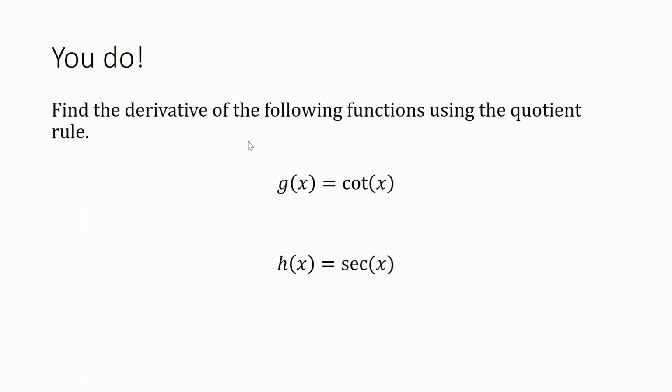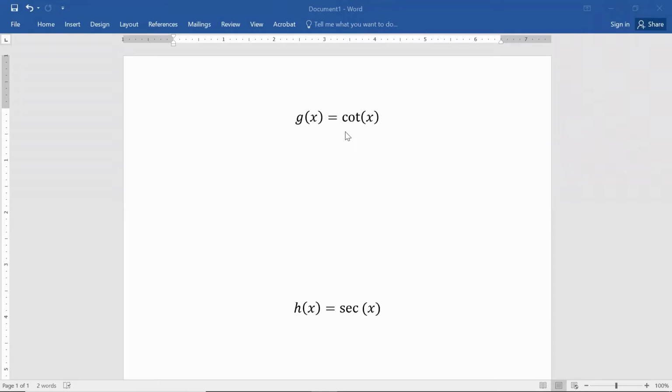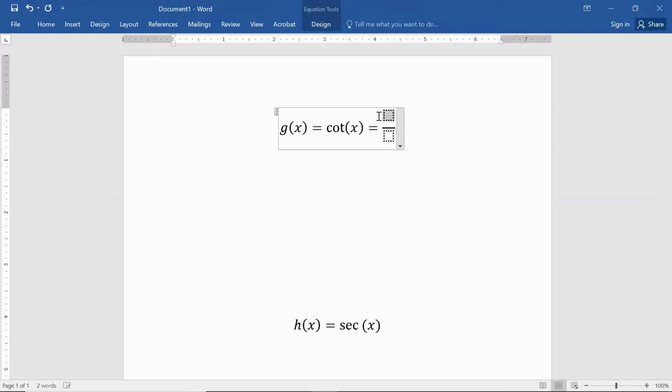To find the derivative of these two trig functions at this point, it's best to use the quotient rule. We're going to go ahead and do that. If you haven't done that yet, push pause on the video and try these two problems. If you have, then follow along and see that you did the same things that I did. I'm going to start with cotangent of x. Cotangent of x is also written as cosine of x divided by sine of x.